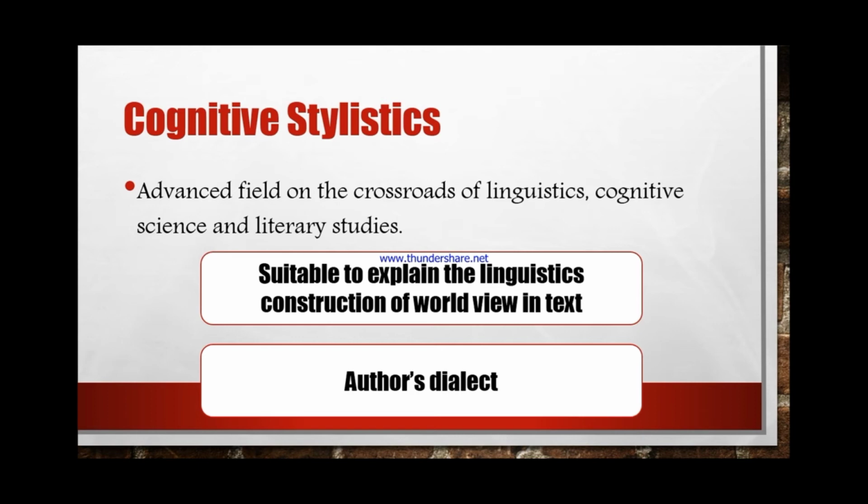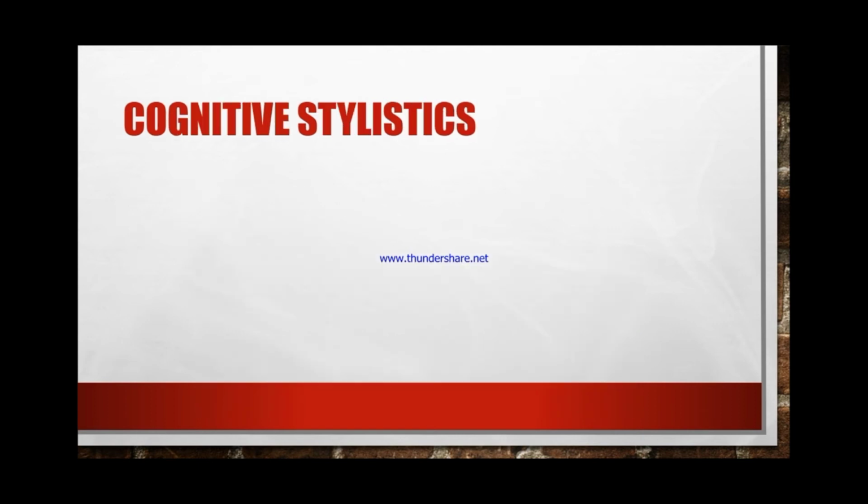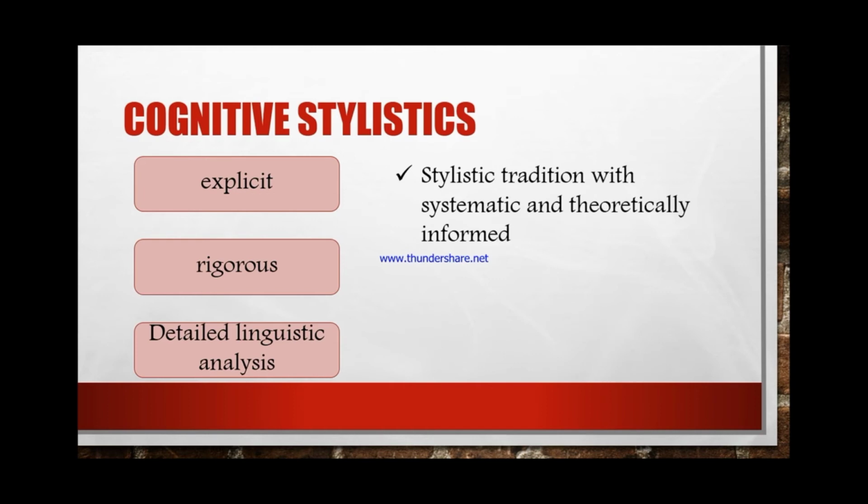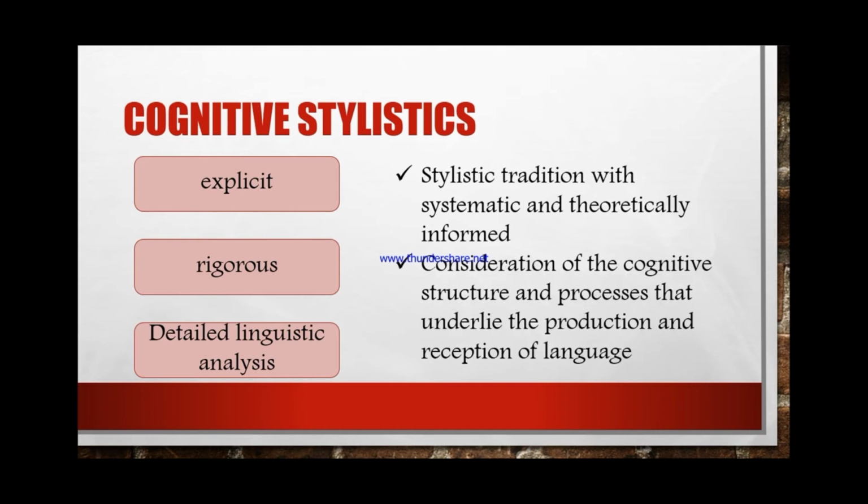Cognitive stylistics combines the kind of explicit, rigorous, and detailed linguistic analysis of literary text that is usual of the linguistic tradition with systematic and theoretically informed consideration of the cognitive structures and processes that underlie the production and reception of language.